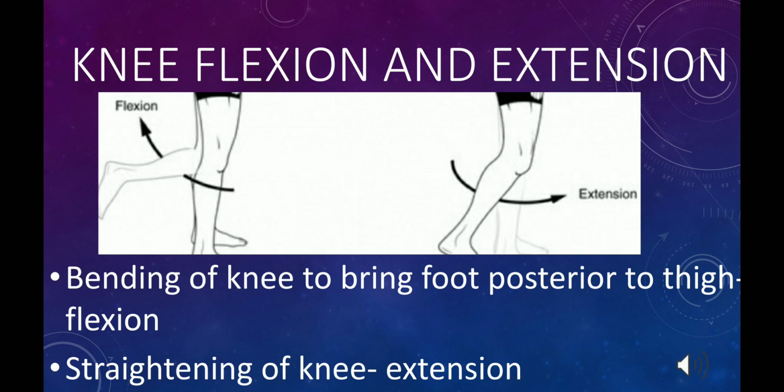In the figure you can see knee flexion, that is bending of the knee so that the foot comes posterior to the thigh. So don't get confused between flexion of the hip and flexion of the knee. In flexion of the hip, it brings the thigh forward and upward, whereas in knee flexion, it is a bending of the knee to bring the foot posterior to the thigh. And extension is the straightening of the knee.